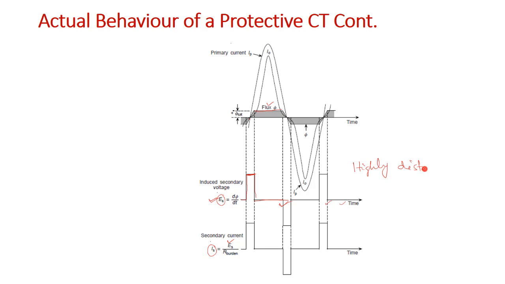As soon as your core becomes saturated, your ES and IS become distorted. Initially, when it starts, up to the saturation point, your ES and IS remain fine, but as soon as it gets saturated, then it becomes highly distorted. It becomes a square wave. Instead of a sinusoidal wave, it becomes a square wave, right?